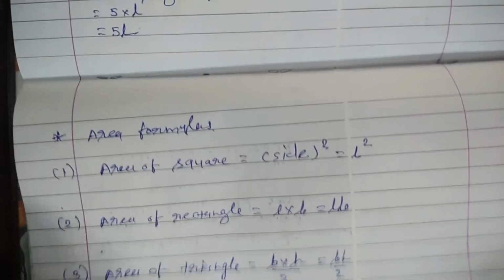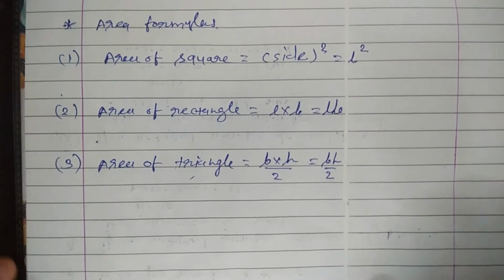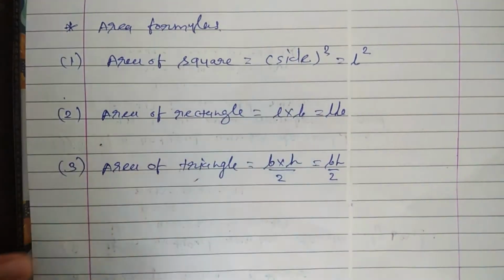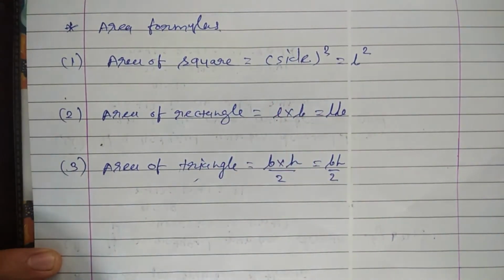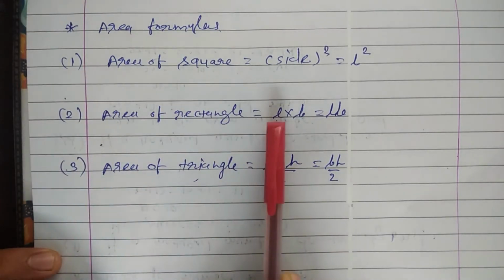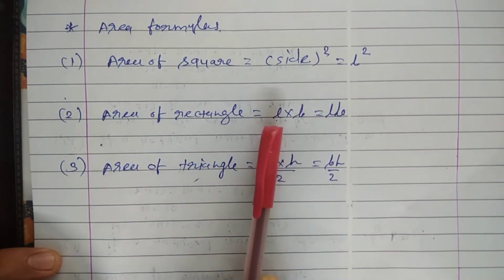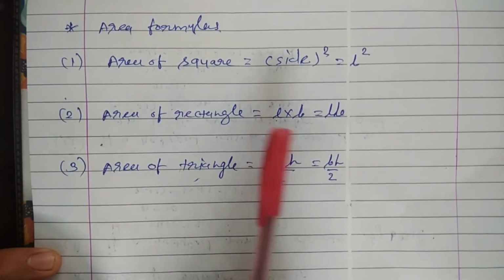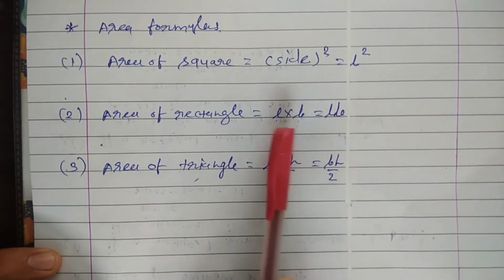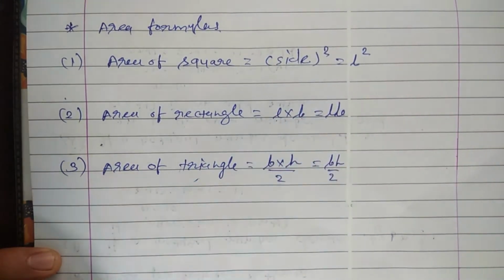Now we will talk about formulas for area. Number 1, area of a square, which is side squared. If we take the side as l, we get l squared. Area of a rectangle, this we have used already, that is length multiplied by breadth. If we take length as small l and breadth as small b, we get l into b, which is equal to lb.